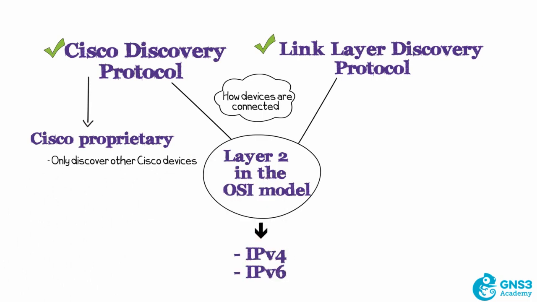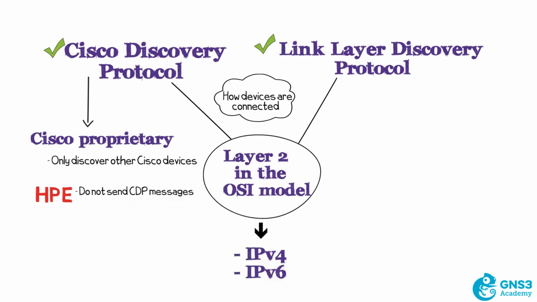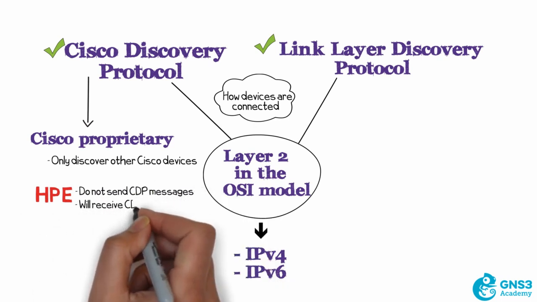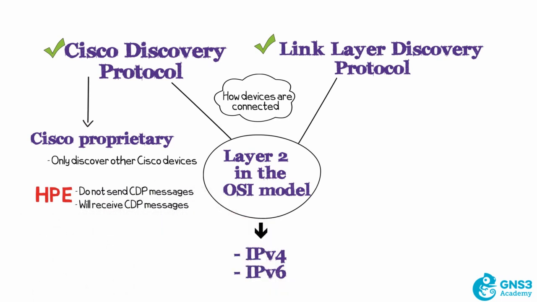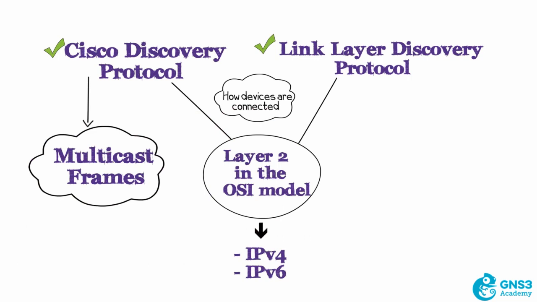Please be aware that some vendors such as HPE do not send CDP messages but will receive CDP messages, and hence they can see which Cisco devices are connected directly to them, but the Cisco devices will not be able to see the switches and routers from other vendors such as HPE unless the Cisco devices are enabled for LLDP. CDP uses multicast frames, which I'll demonstrate in a moment, but once again doesn't rely on higher layer protocols.